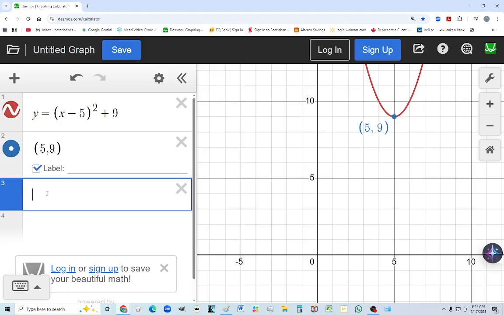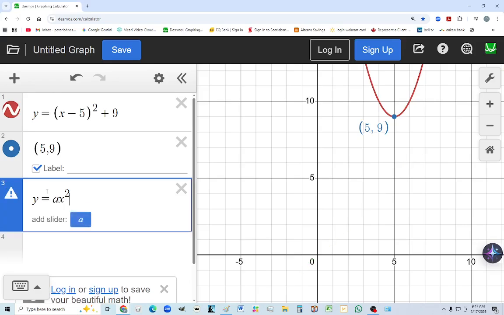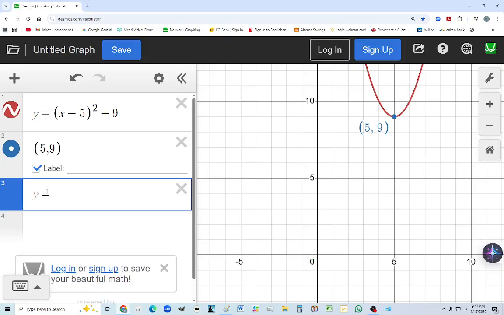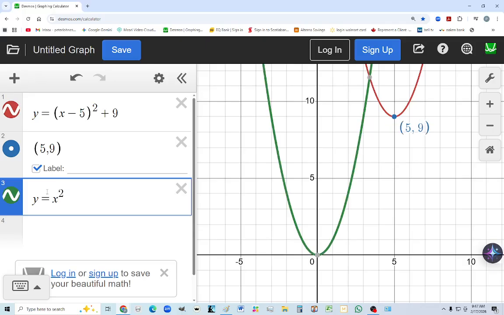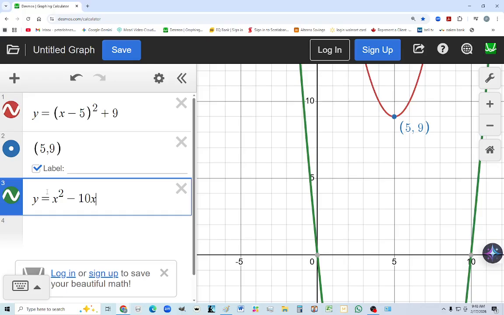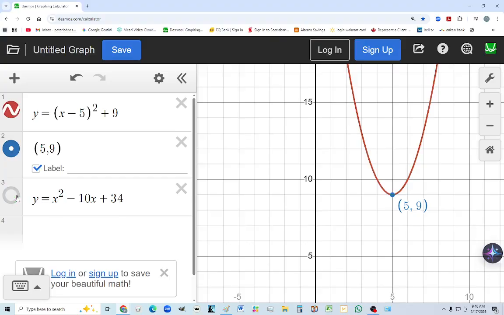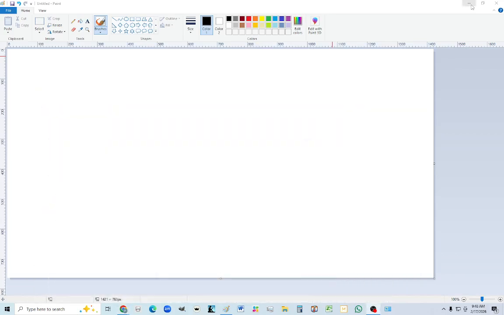But the problem is, a lot of our graphs are represented in ax squared plus bx plus c format. And in this case, it would be x squared minus 10x plus 34. And if I turn this graph on and off, we can see it's the same as the red graph. That means this graph and this graph are the same thing. But what we're learning in completing the square is how to get from this to that. So first off, let's learn what a perfect square is.